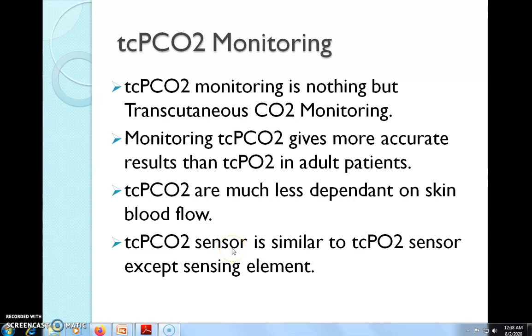Next we discuss TCPCO2 monitoring. TCPCO2 monitoring is transcutaneous CO2 monitoring. Monitoring TCPCO2 gives more accurate results than TCPO2 in adult patients. TCPCO2 is much dependent on skin blood flow. This sensor is similar to the TCPO2 sensor except for the sensing element.